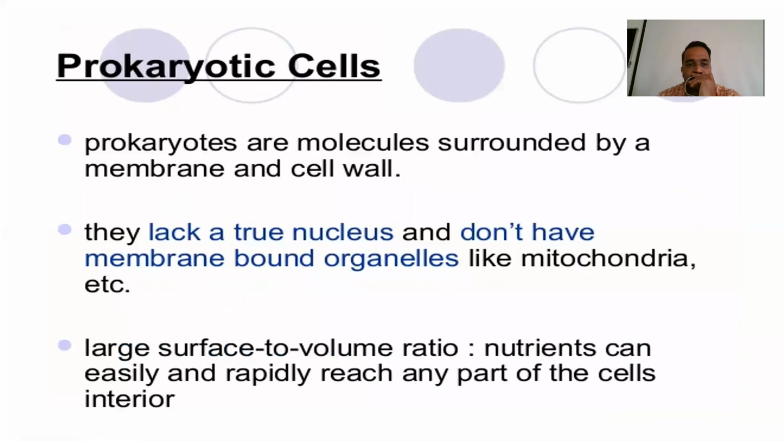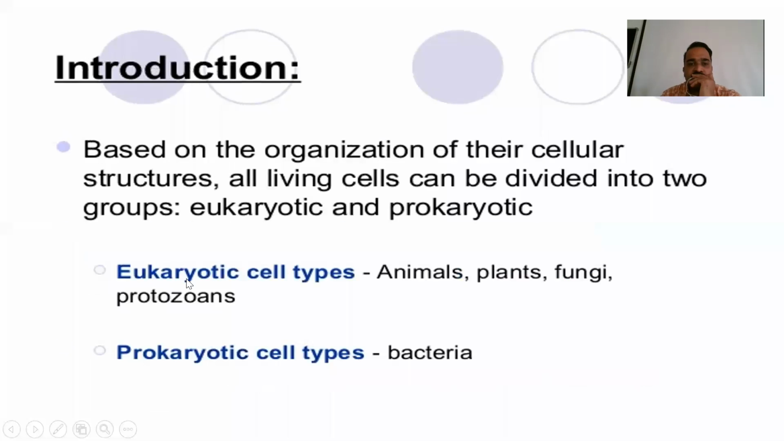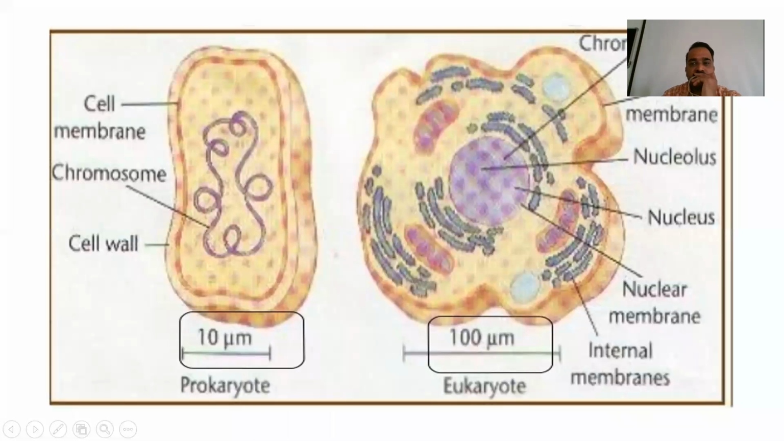Then they lack a true nucleus and they don't have membrane-bound organelles like mitochondria and ribosomes and other things. So you can see there is no presence of other organelles which are present in eukaryotic cells. Here there is only a chromosome, a cell wall and a cell membrane. That is the difference between the prokaryotic and eukaryotic cell.